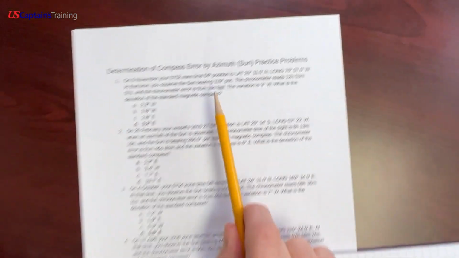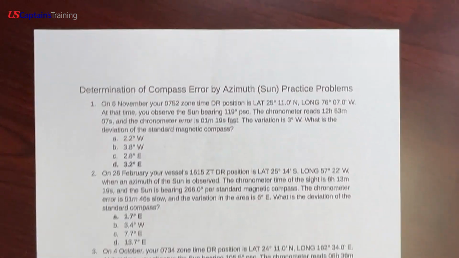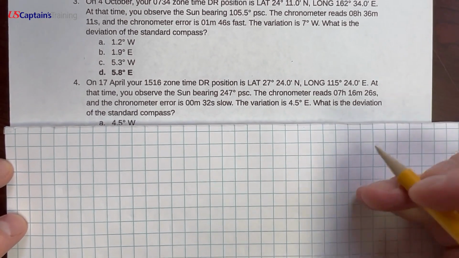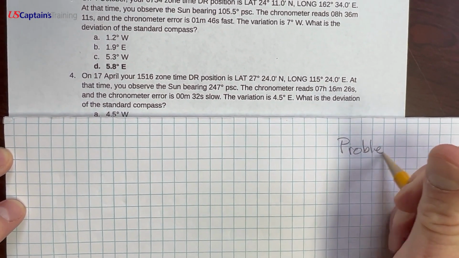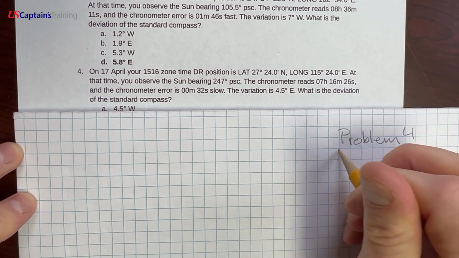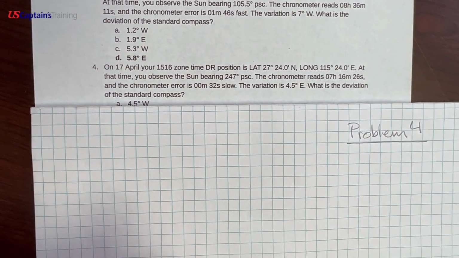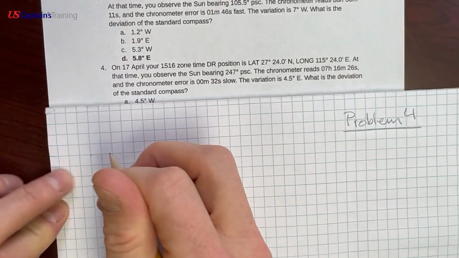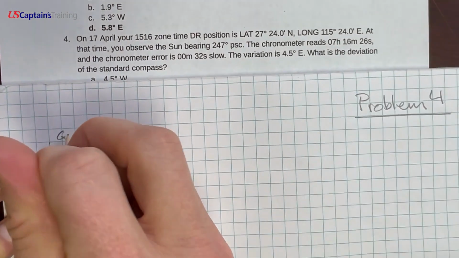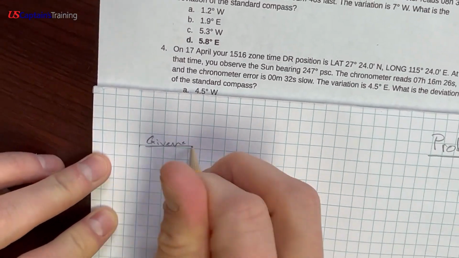Determination of compass error by azimuth of the sun, practice problem 4. Let's get this one going. All right, that's a good start. Okay, let's get all of our givens right here.